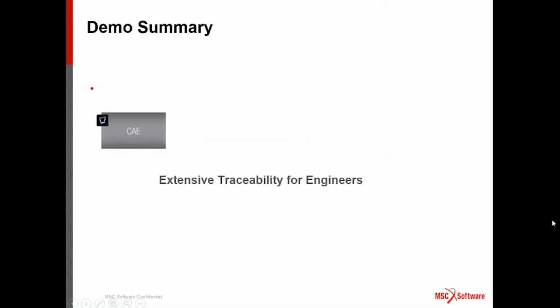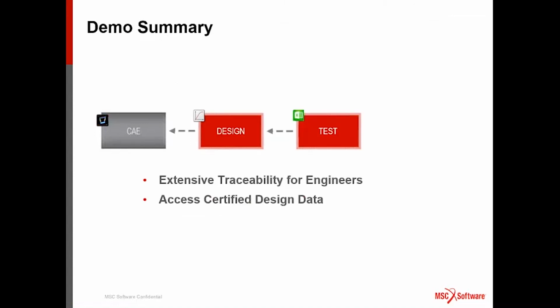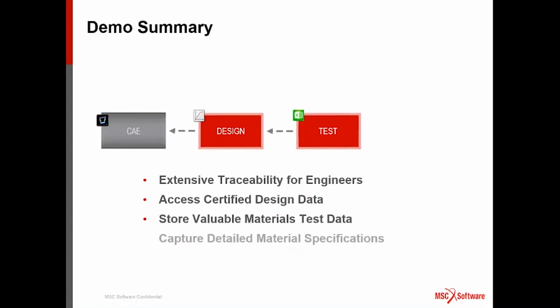So in summary, in just a quick demo, we showed you how, as the CAE engineer, you can trace back to the origin of your data, from the design properties to the individual tests, and then even back to the detailed test specifications. And as we discussed in the beginning of the presentation, materials data plays a very critical role throughout the entire product lifecycle. And with MaterialCenter, every single step along the way can be captured to ensure that your data is consistent, reliable, and coming from absolutely approved sources.